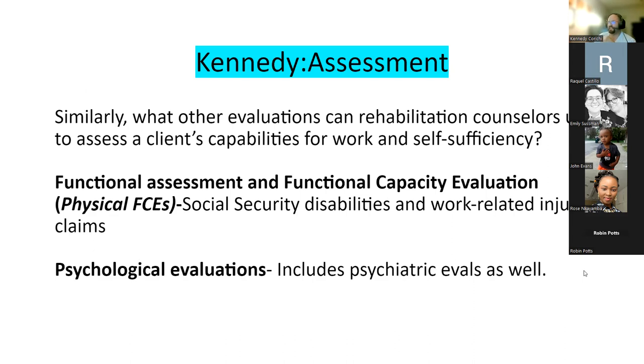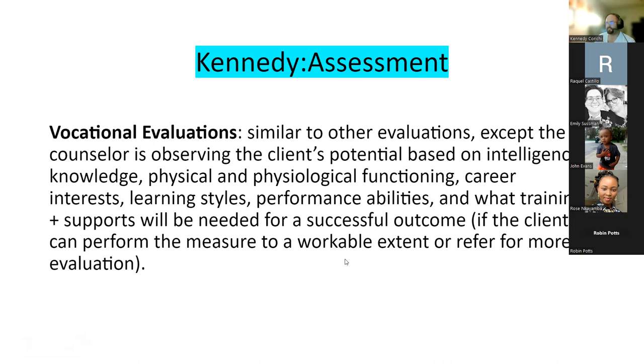Similarly, other evaluations we look at too, which we were talking about, intelligence tests, which are great, the My Next Move, maybe you've heard of the O*NET Ability Profiler. Those are what we look at as far as functional assessments, those are ability assessments. So let me backtrace my steps. In Social Security disability, like I mentioned, they use functional assessment and functional capacities evaluations. So if you ever see a question that asks which services use FCEs, well, we know Social Security and work-related injury claims. And in psych evaluations, that also includes psychological and psychiatric, both. And then there's the other one, just what I'm referring to here. We do the vocational evaluation. That's the intelligence test, the Next Move, and ability profiler. And that's where you as a rehab counselor are observing a client's potential based on intelligence, knowledge, physiological functioning, what they're able to do.